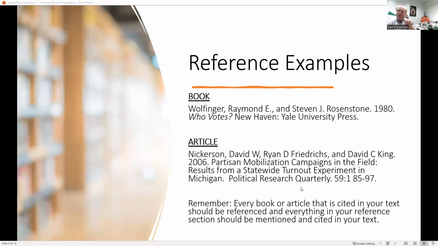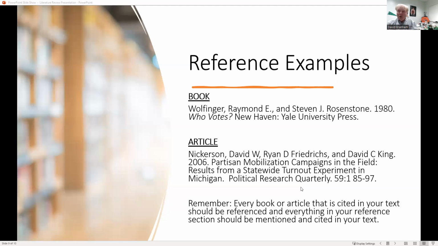So Political Research Quarterly 59-1, which means it's the first of that year, the first publication of that year. 85 through 97, that's the page numbers of the article, period. Okay, that's an example for you in APSA style. Do your paper in APSA style. Do it in APSA style.